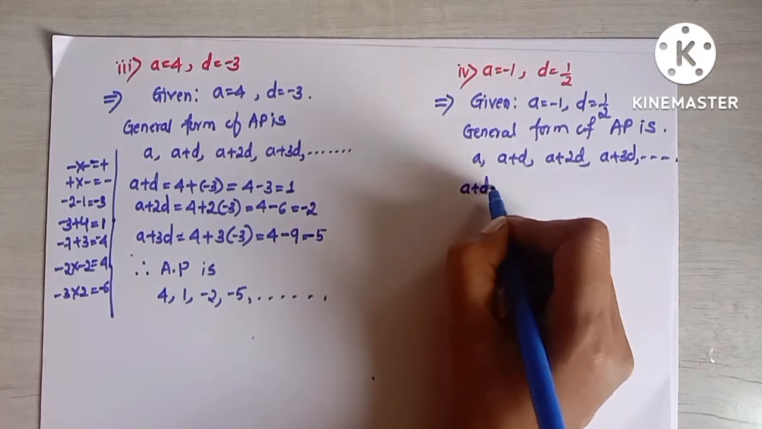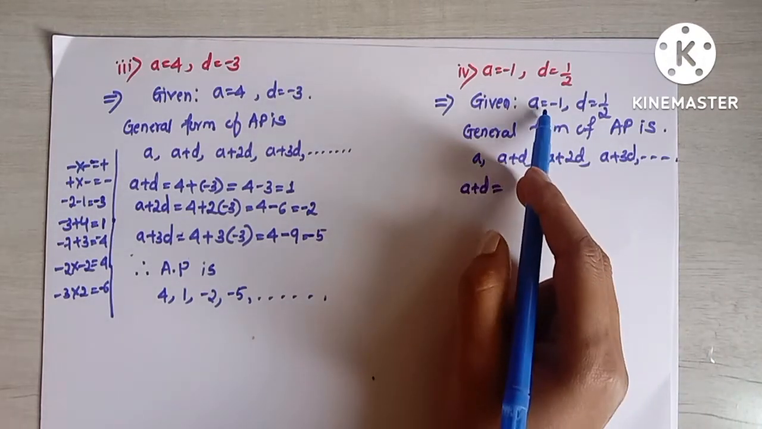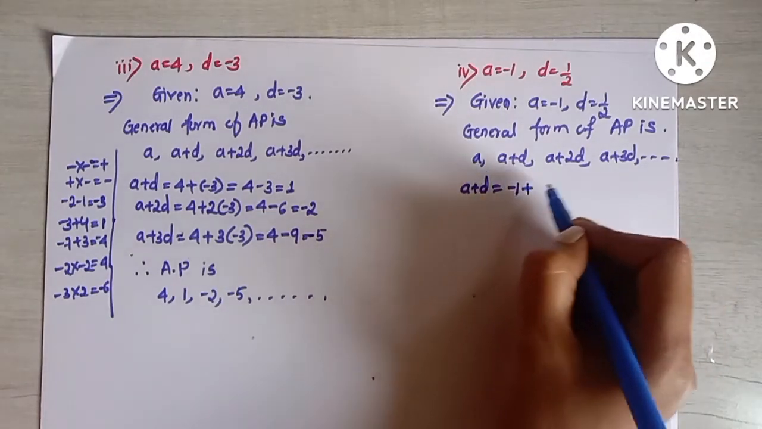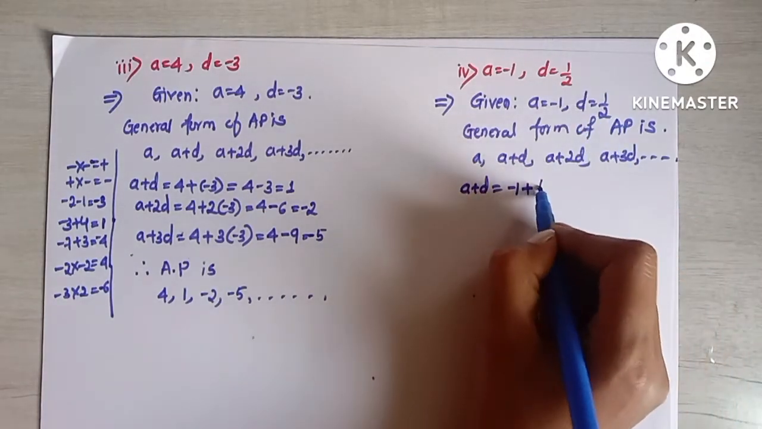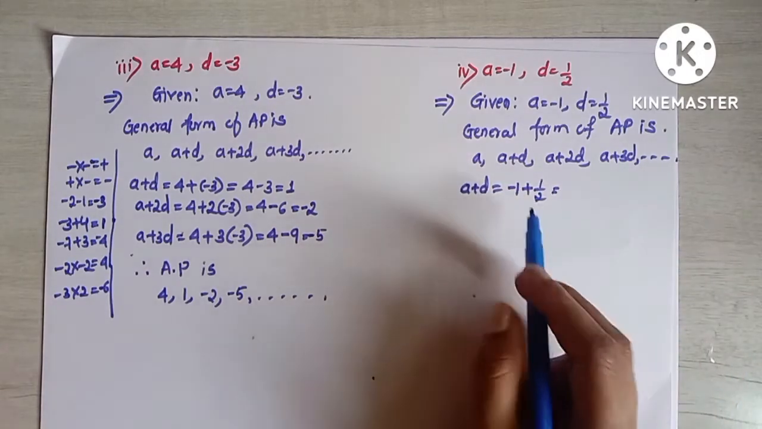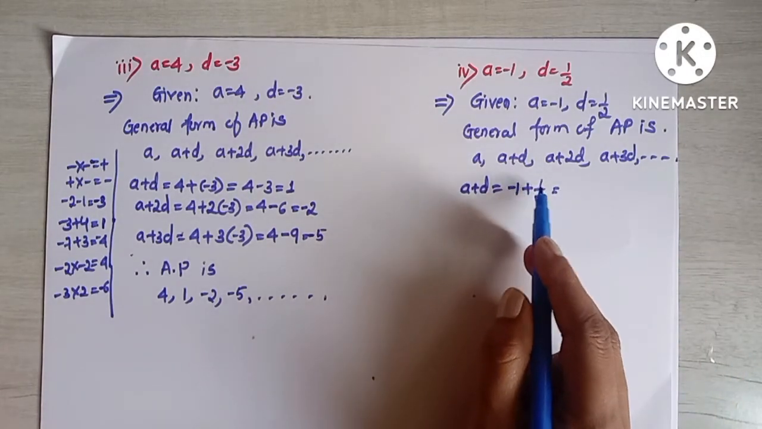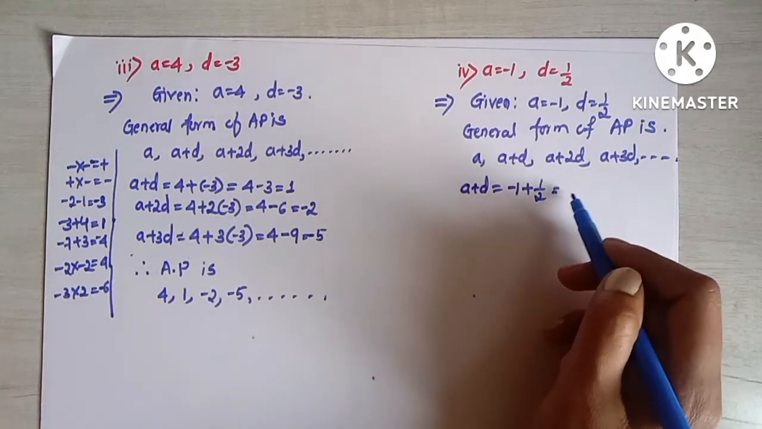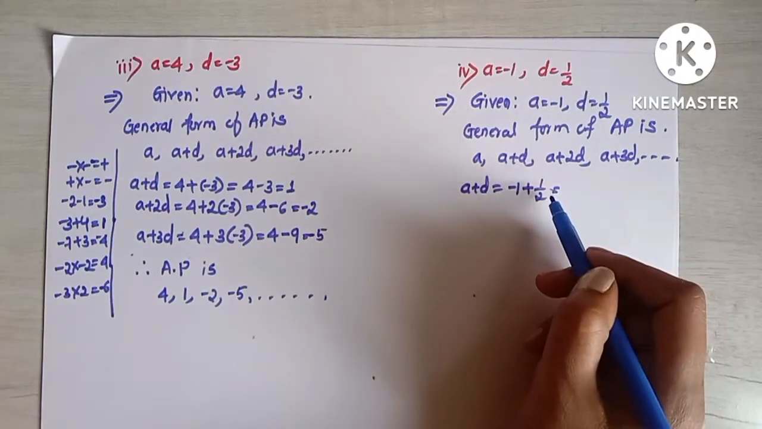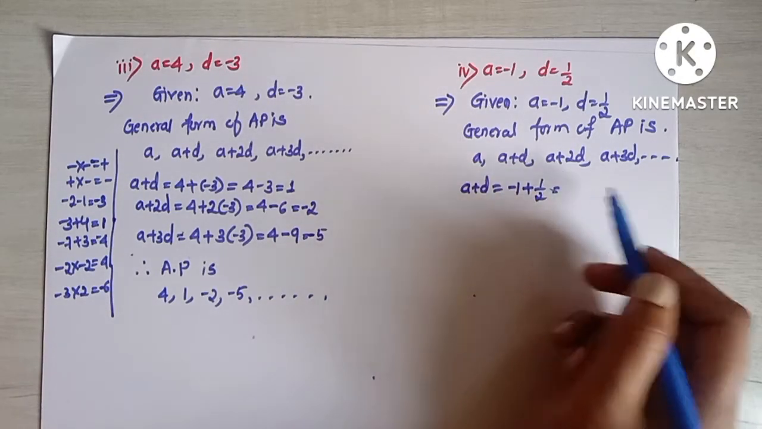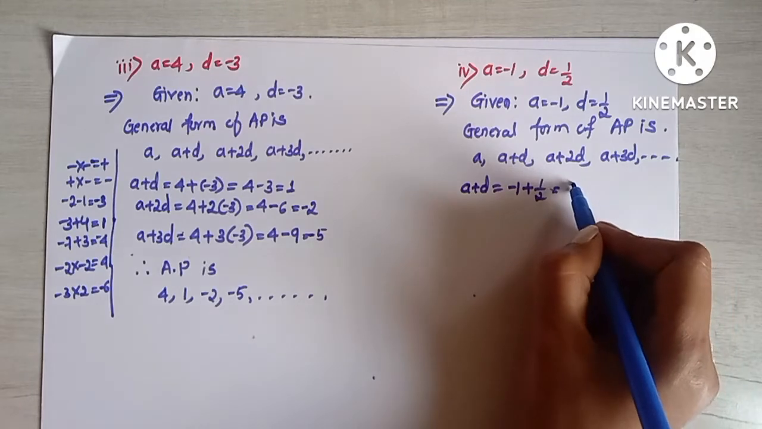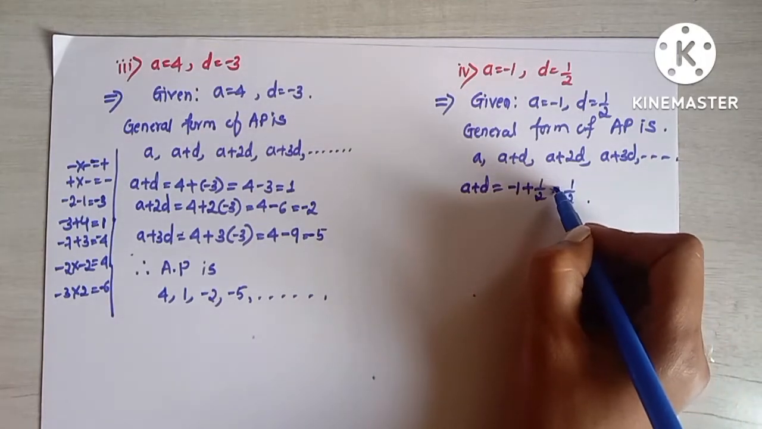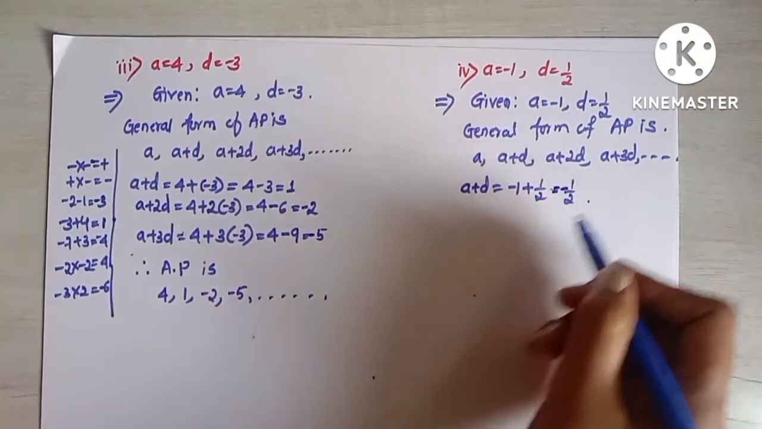So we have to calculate the second term, that is a plus d. In place of a we have -1. So write down -1 plus, as it is, in place of d we have 1 by 2. So we have minus and plus sign, therefore we have to subtract. Directly you can subtract, or else you can take the LCM. 1 minus half is half only. Here the bigger number is 1, therefore we have to assign minus sign. It is -1 by 2.